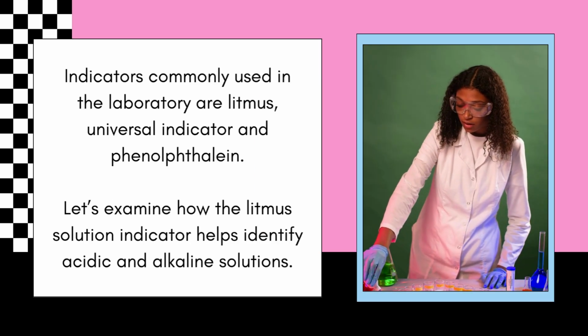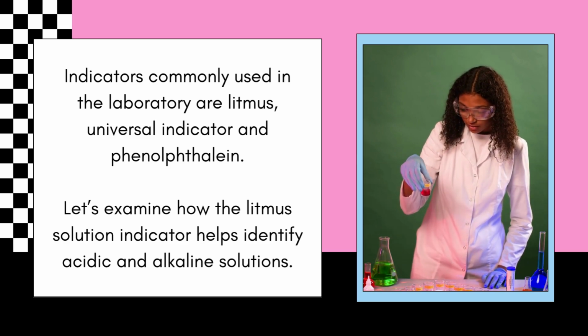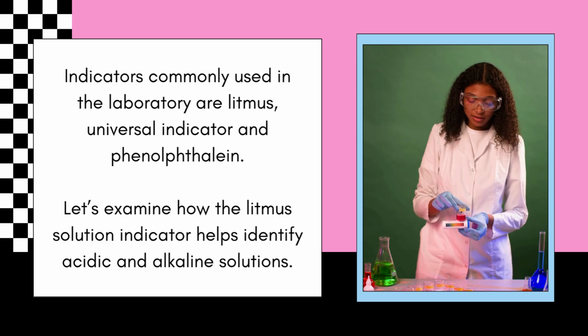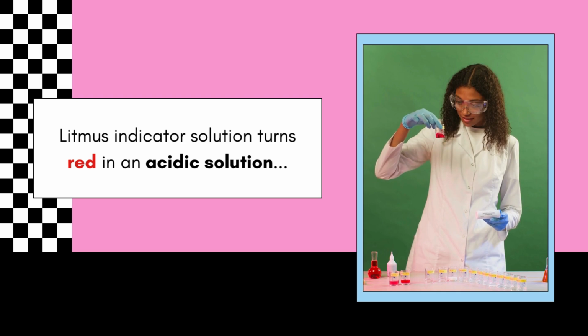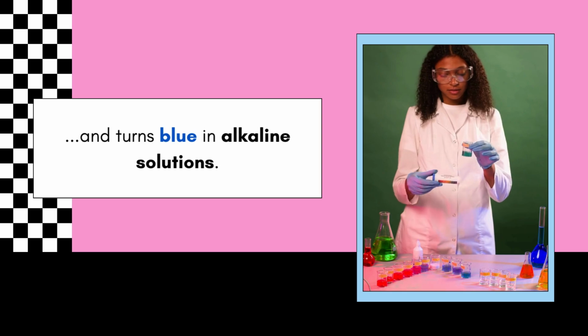Indicators commonly used in the laboratory are litmus, universal indicator, and phenolphthalein. Let's examine how the litmus solution indicator helps identify acidic and alkaline solutions. Litmus indicator solution turns red in an acidic solution and turns blue in alkaline solutions.